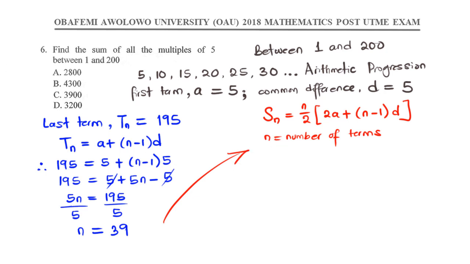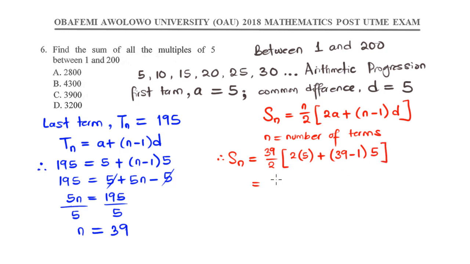Let's use all these values and get the sum of the terms between 1 and 200 when we are talking about multiples of 5. So this sum is going to be 39 over 2 into the bracket 2a. Our a is 5, multiplied by n minus 1. n is 39, so 39 minus 1 multiplied by d, which is 5. So we can say 39 over 2 into 2 multiplied by 5 is 10, plus 39 minus 1 is 38. 38 multiplied by 5.